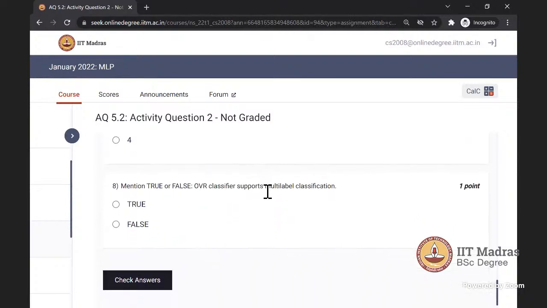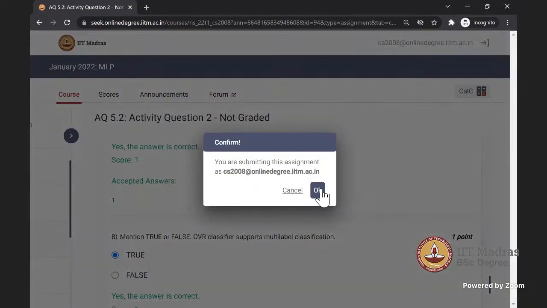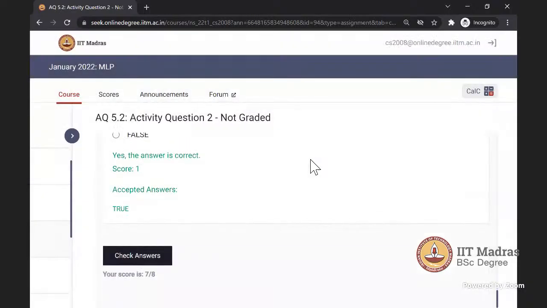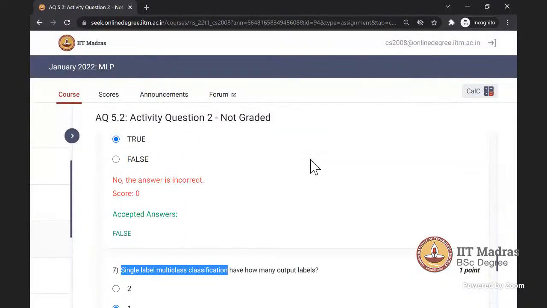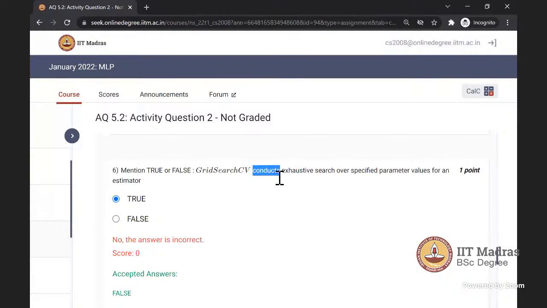Question number 8, mention true or false. One versus rest classifier supports multi-label classification or not? Yes, it does. Okay, let's check the answers. So we are getting wrong for this question only. Okay, I'll take a look into this.